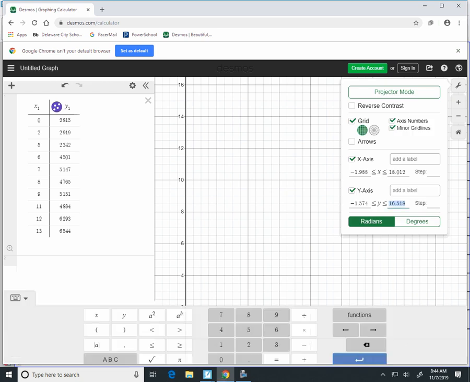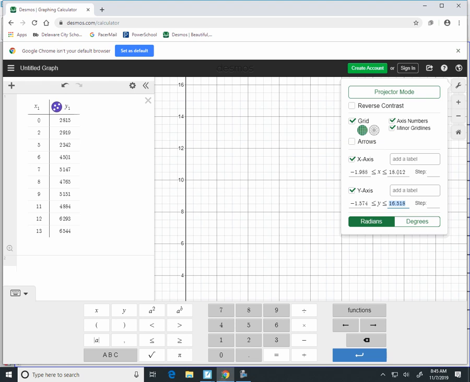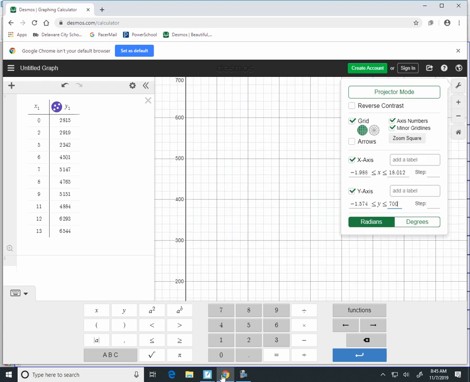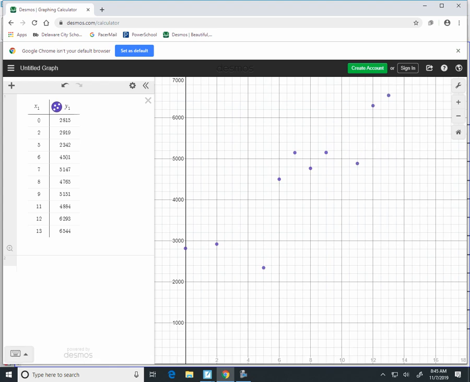I'm going to change my Y-axis. And since my biggest Y is, let's see, 6,500, I'm just going to change that to 700. And that's just under your little wrench. I'm going to change that to 7,000. Sorry, I said 700, I meant 7,000. I don't know, read my mind. You should be able to see all your dots. My beautiful purple hippo dots.